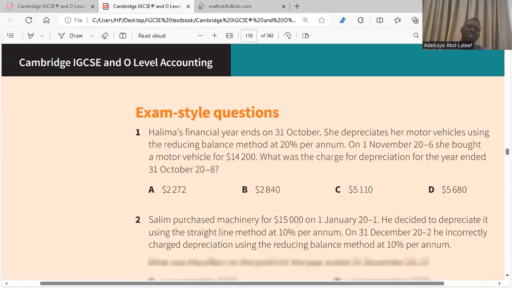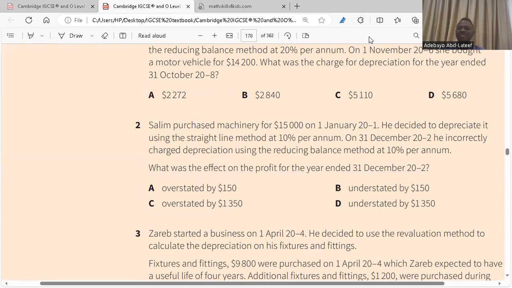So that was about depreciation. If you have questions, you don't have time to do that.